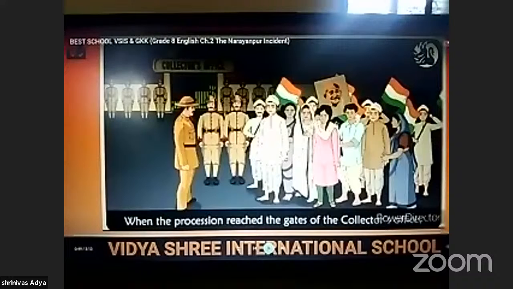The procession went on silently. Usually, remember, when you see people protesting, taking out a procession, they keep on shouting slogans, very loudly. But here, the children who were taking part in this procession were marching silently. They were not raising slogans against anyone, not against the British, not against the police officer, anyone.